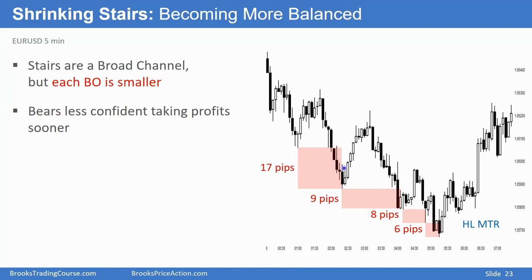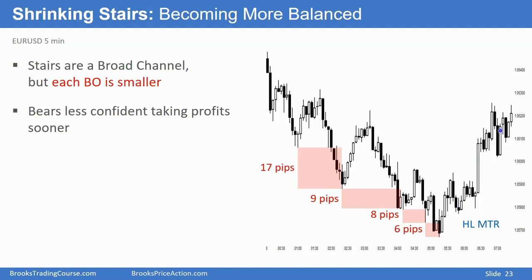The loss of momentum, the loss of strength on the part of the bears means that the bear trend probably is ending and the market will probably enter a trading range or possibly a bull trend. And once you break above a major higher low like this, a strong bear breakout to a new low, so this higher low is major. Once you break above it, the market is no longer in a bear trend. It's then either in a trading range or in a bull trend.